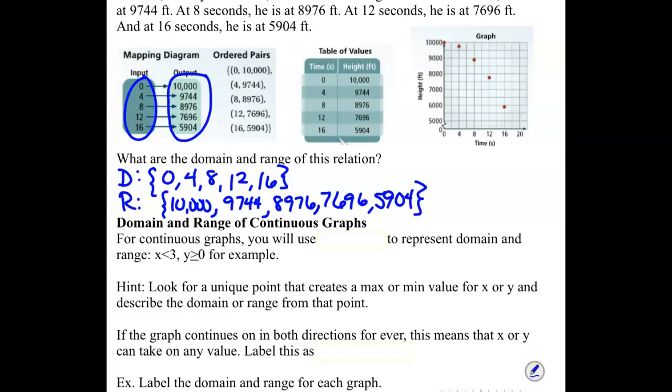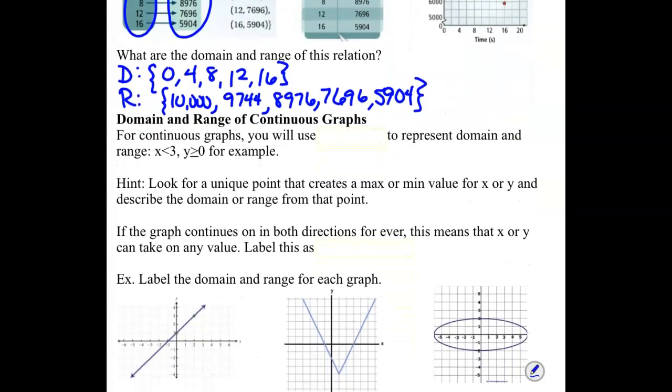Typically, we would put those in order, so we could start with the 5,904 number. I've listed them this way just so that you can see how they were being paired up. It wouldn't be wrong to not have them in order. It's just a little easier to see if you've missed any if you do have them in order.